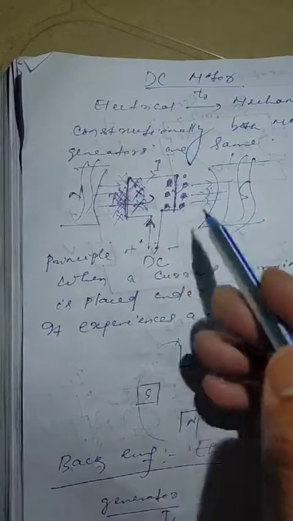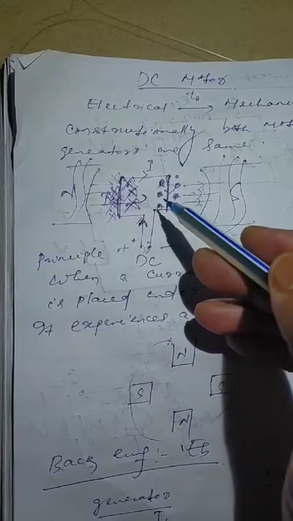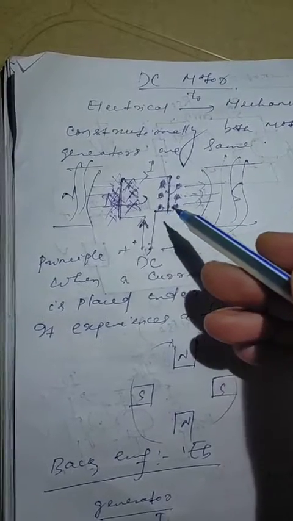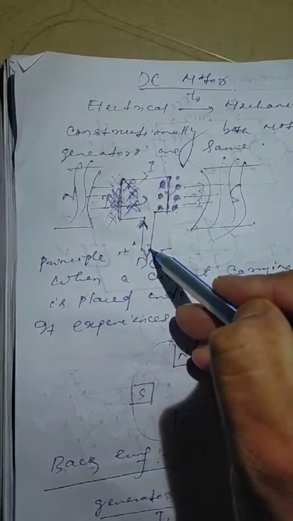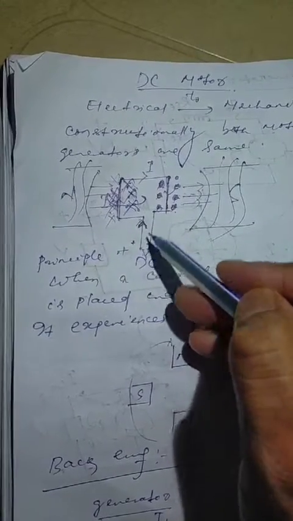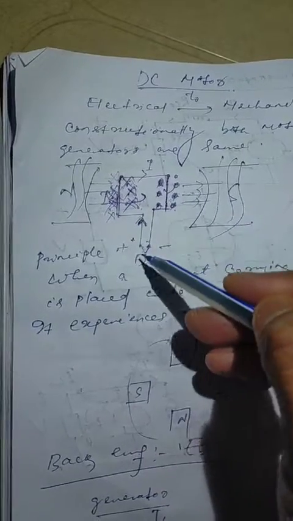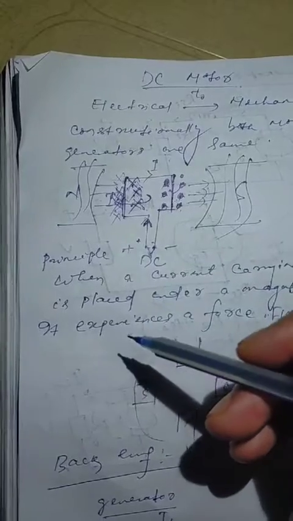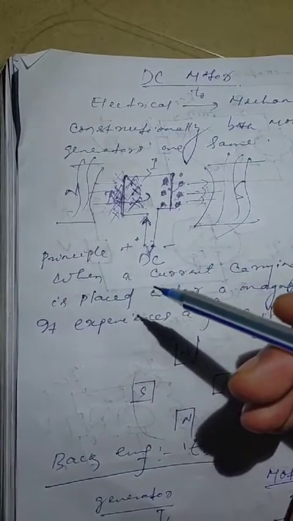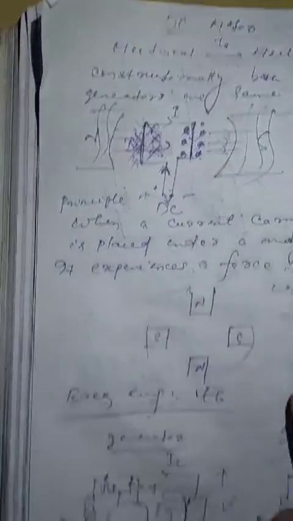So that generated EMF, as per the direction of the generated EMF, will be opposing the cause. So what is the cause for this one? The cause is the supply voltage. So as the induced EMF in a DC motor opposes the supply voltage, that induced EMF is known as back EMF. There it is known as generated EMF in a DC generator, here it is known as back EMF in case of a DC motor.